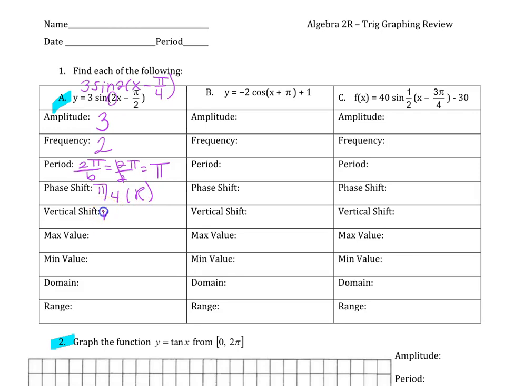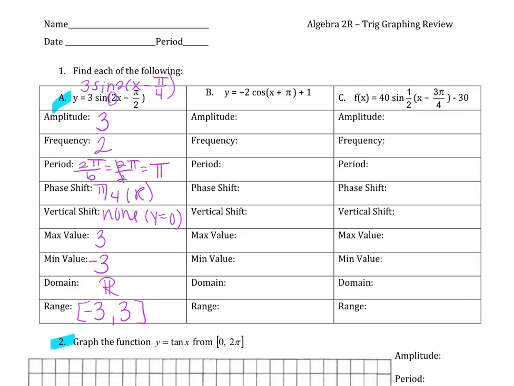There is no vertical shift because there's nothing being added or subtracted here. So that means your midline is y equals 0. Maximum value is always the midline plus the amplitude, so we've got 3. Minimum value is the midline, take away the amplitude, so -3. And that's what's going to relate to your range of -3 to 3. Your domain is all reals.